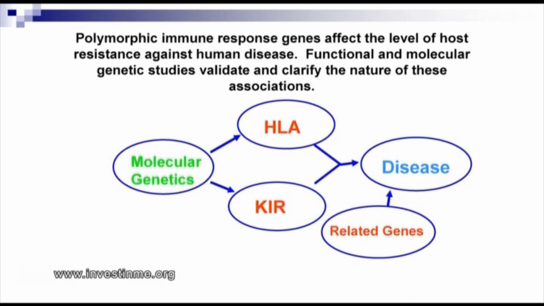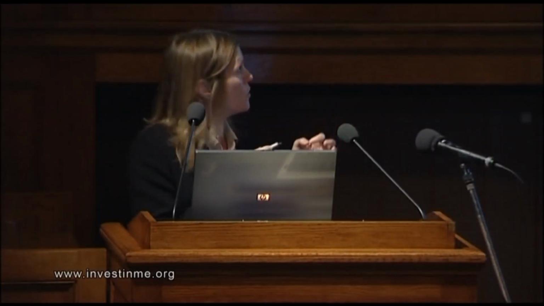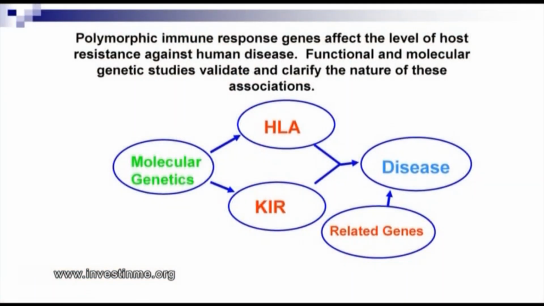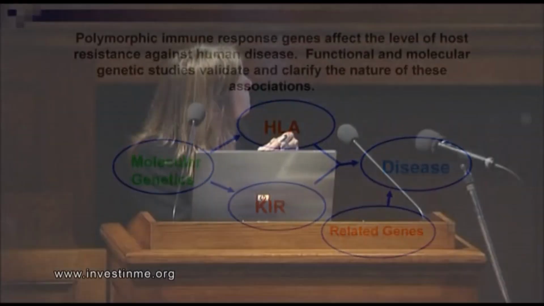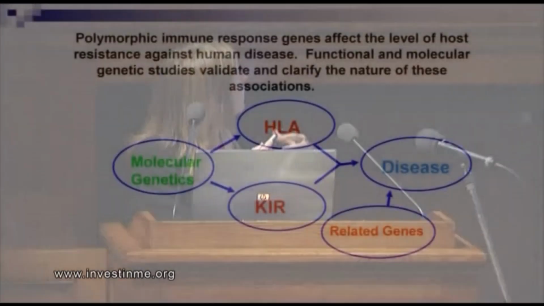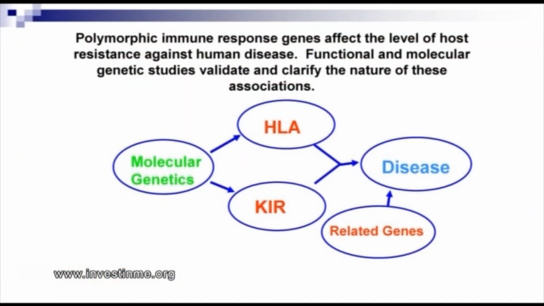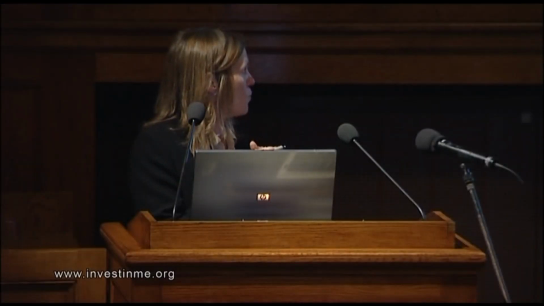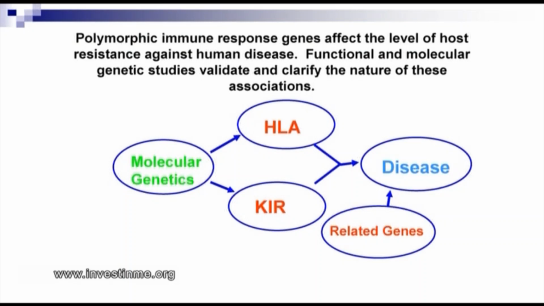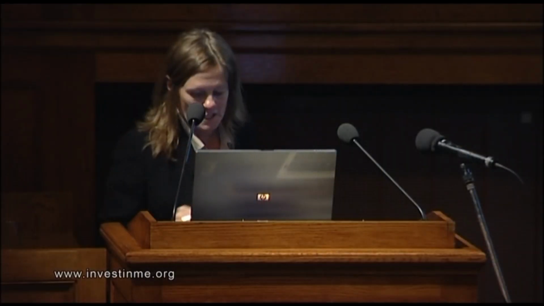So the human leukocyte antigen region is the most highly polymorphic or disease-associated area of the genome. More diseases are associated with polymorphism in HLA than any other gene region. So the polymorphic immune response of these genes affects the level of host resistance against pathogens. We've also recently discovered the killer immunoglobulin regulatory receptor on these cells, and it's a binding ligand for HLA, and I'll talk about that because together, combined with other molecular genetics and related immune response genes, these changes lead to disease.